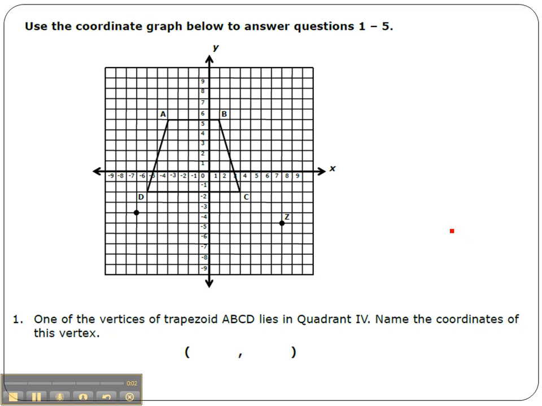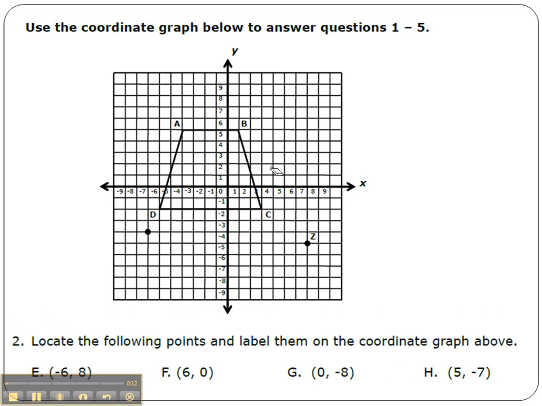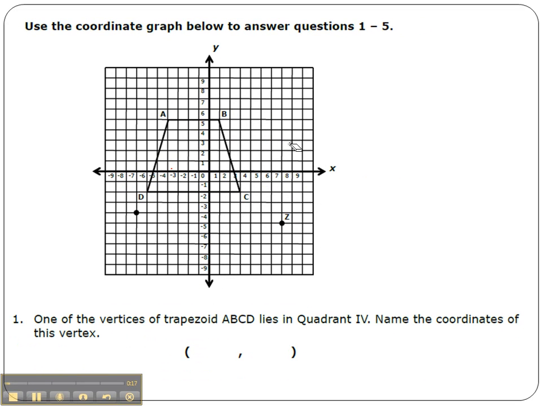These are the videos to help with the review problems for Wednesday's test on coordinate graphing and number sequences rules. Number 1 asks us, for 1 through 5, we're going to use this coordinate grid that has been given to us.